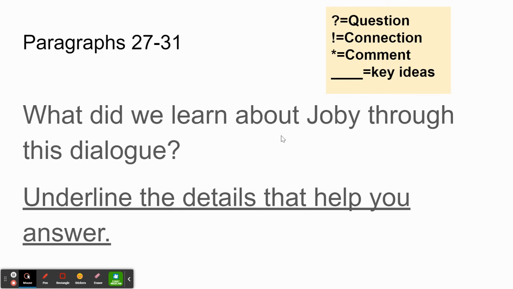Go ahead and read paragraphs 27 through 31 with your partner, marking as we have been, and you're going to underline details about what we learn about Joby through his dialogue. So what does Joby say that helps us get to know him? And this is important because it's a good example of meaningful dialogue. You'll be required to use dialogue in your story, and you want to think about dialogue that moves the story forward rather than just meaningless dialogue just to have something in there.